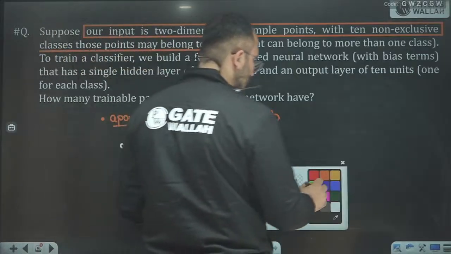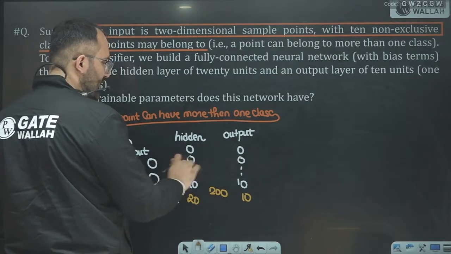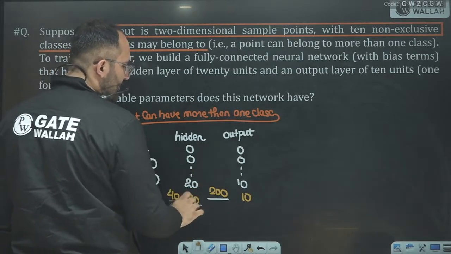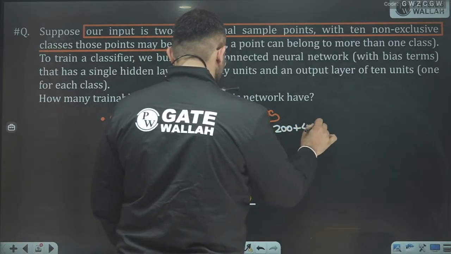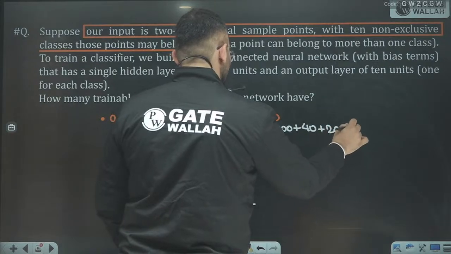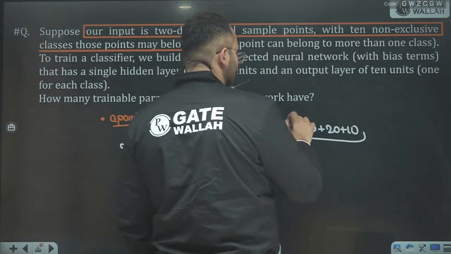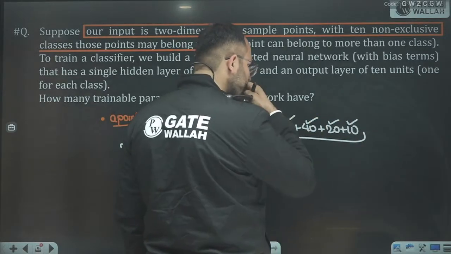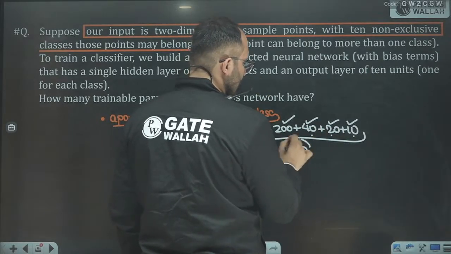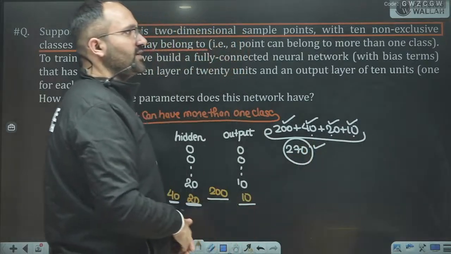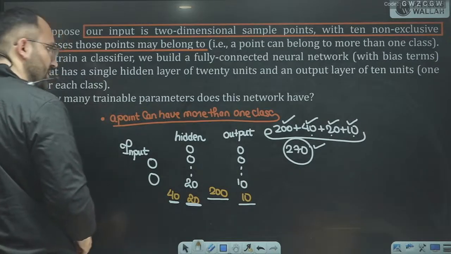So the total number of parameters will be 40 interconnections here, 200 here, 20 bias terms and 10 bias terms. So it is 200 plus 40 plus 20 plus 10. So it is 270, I think, right? All of you are able to do it? Great.